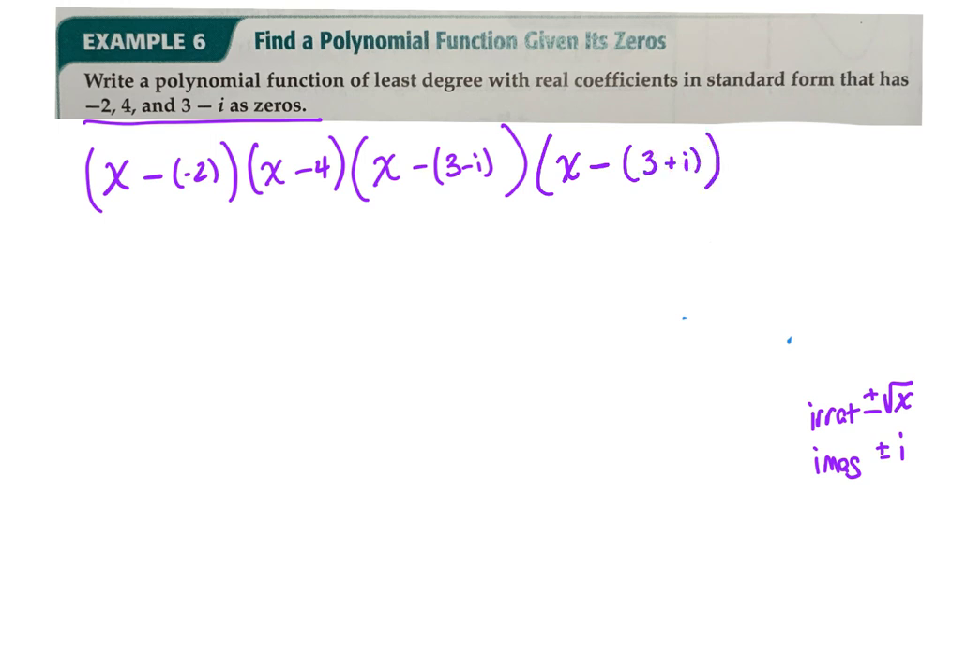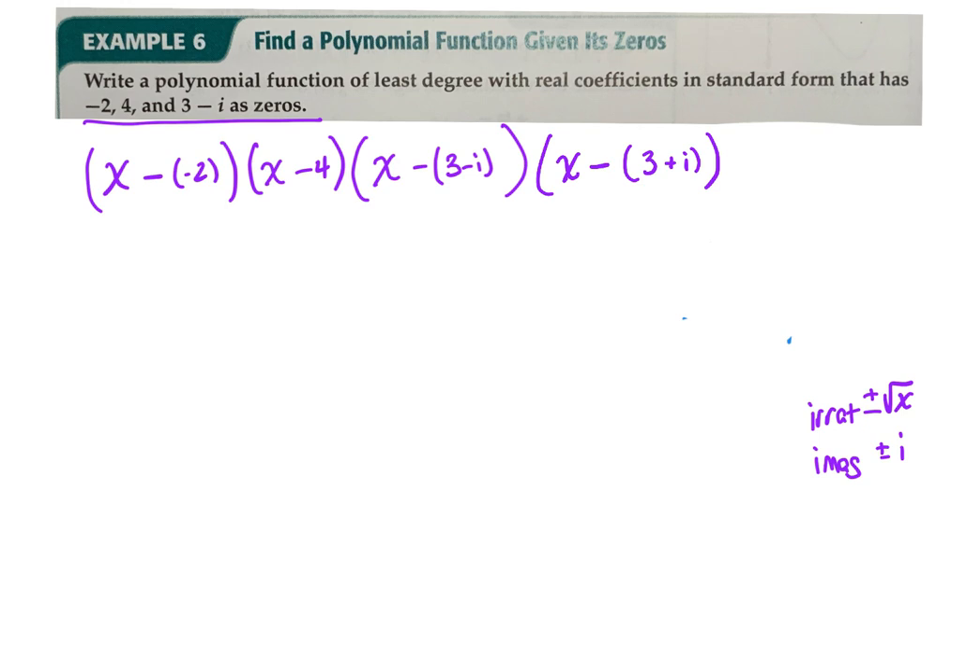The i's always come in pairs. So if they give you an i, you're going to have to assume a negative i. If they give you a negative i, you're going to have to assume a positive i. Okay? They always come in pairs because they're based off of a square root. That's why your irrationals, your square roots, also come in pairs, because it's based off of a square root. So you have to consider the positive and negative root.